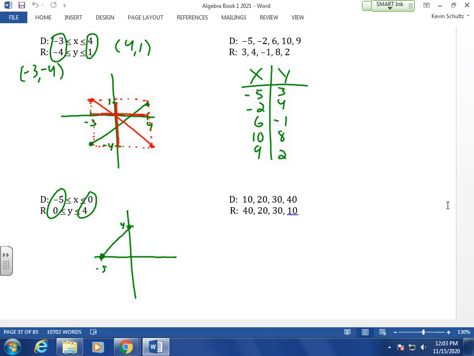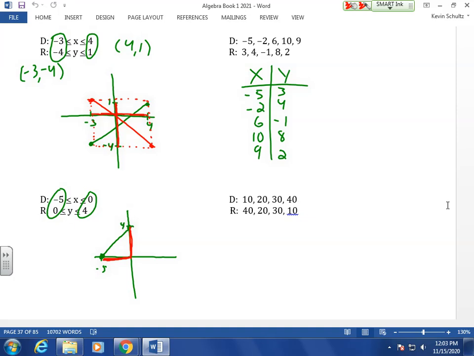So again, we see that on the X-axis, all of our X values are contained between -5 and 0, as the domain says. All of our Y values are contained between 0 and 4, as the range said.